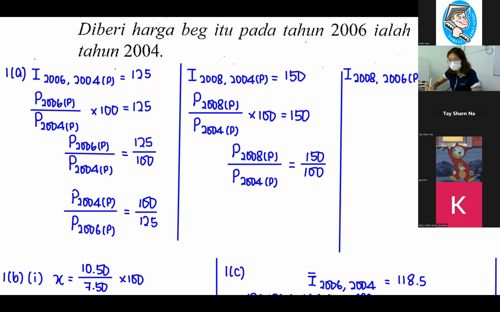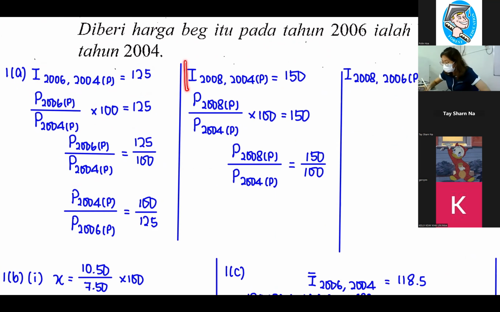What's the formula? The price in 2006 based on the price in 2004, multiplied by 100, equals the price index. And 2 weeks ago, I taught you to change it to here. This is multiplied by 100, I move it to divided by 100. Right? So actually you stop here first. The last one I write only after I check the third part.